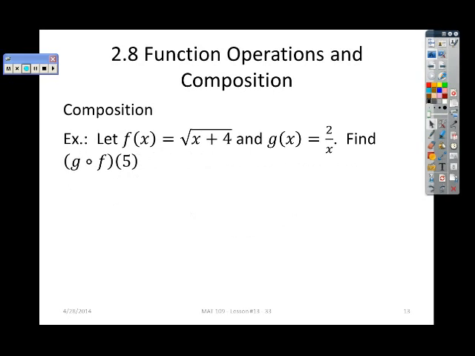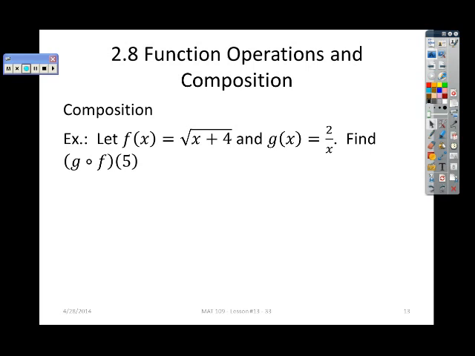Okay, so using the same two function definitions, previously we calculated f of g of x. Let's calculate g of f of 5. And remember when we were working with adding, subtracting, multiplying, and dividing, I said you could evaluate at the number first and then do the operation? You can do the same thing with composition, and that's probably easier to work with composition.